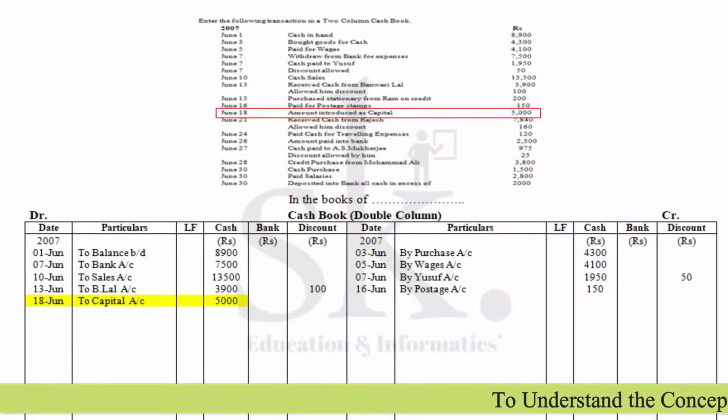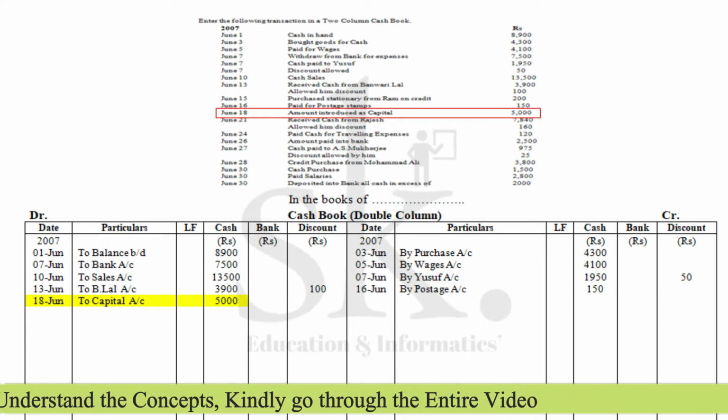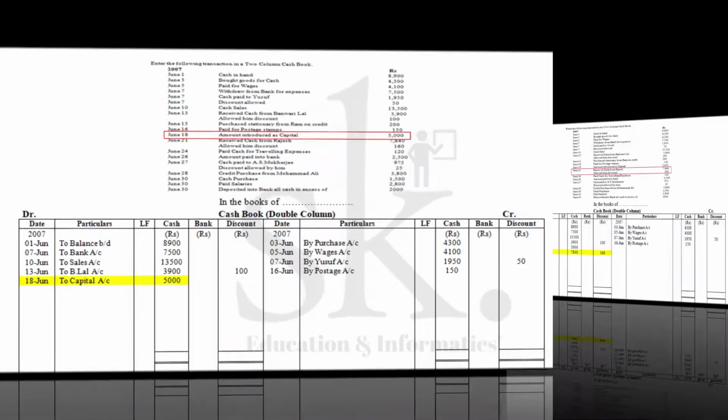On 18th of June, amount introduced as capital rupees 5,000. Journal entry will be cash account debit to capital account. Therefore, in the cash book on the debit side, to capital account, and in the cash column 5,000 rupees.